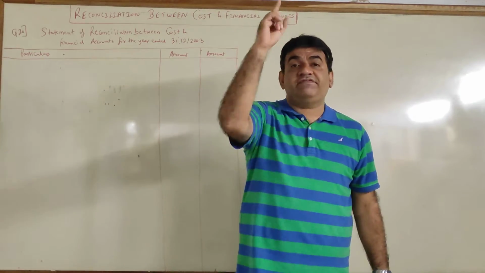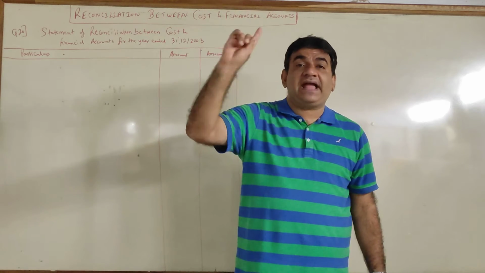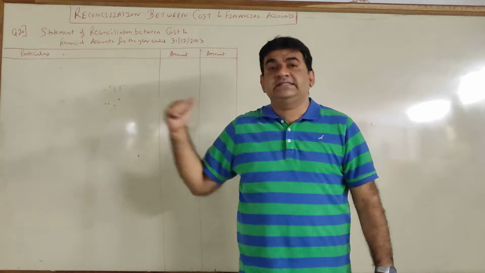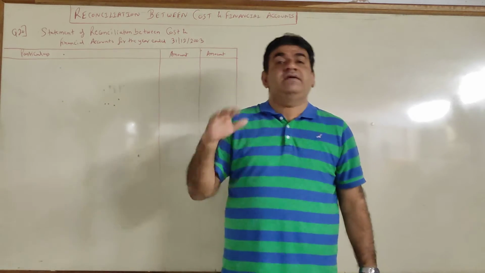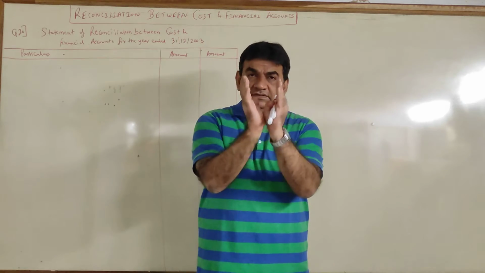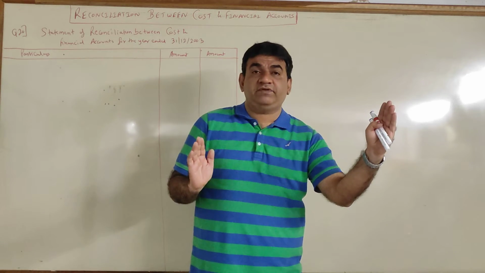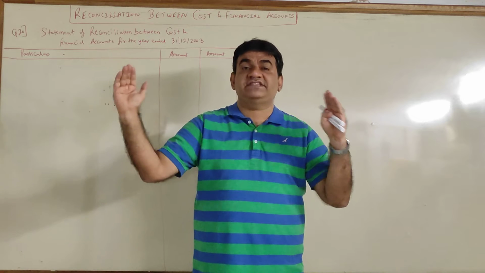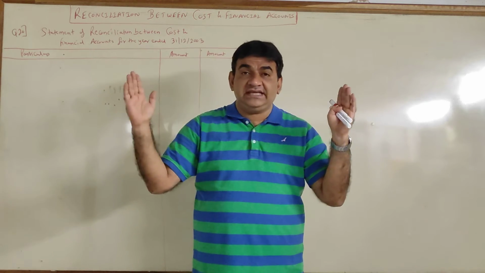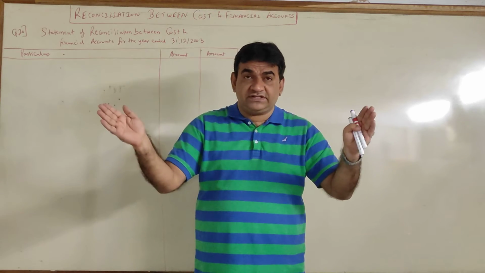If you all recollect your SYBAF, you all had a chapter called Bank Reconciliation Statement, which we used to call BRS. The same concept applies here, but with a little bit different logic. So financial accounts will have a separate profit, cost accounts will have a separate profit. Our job in this chapter is to compare the profits.